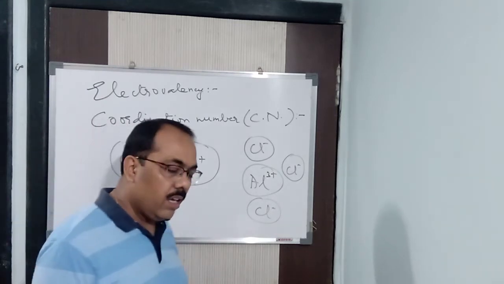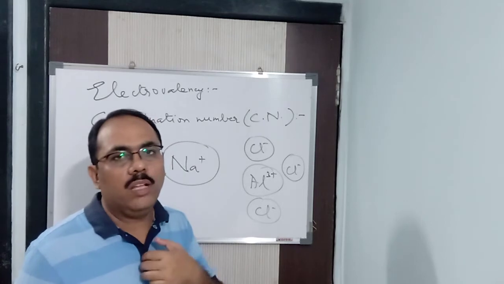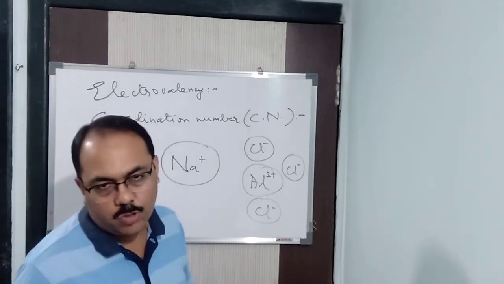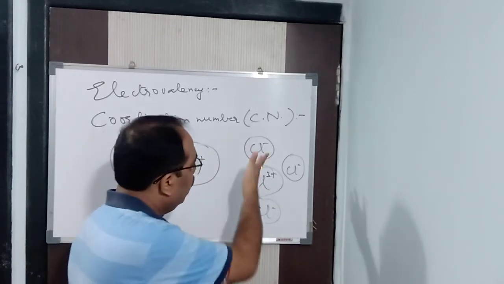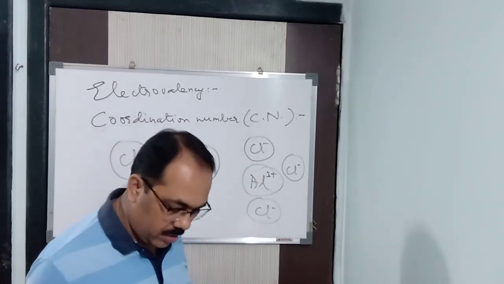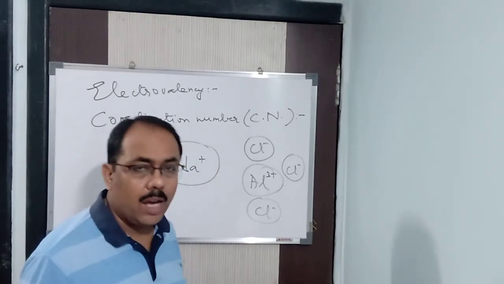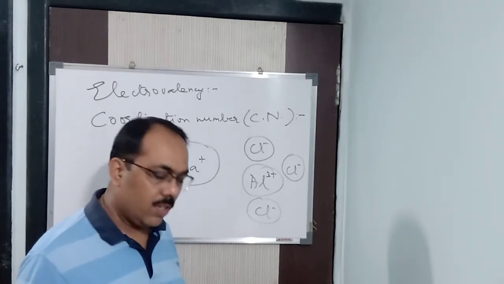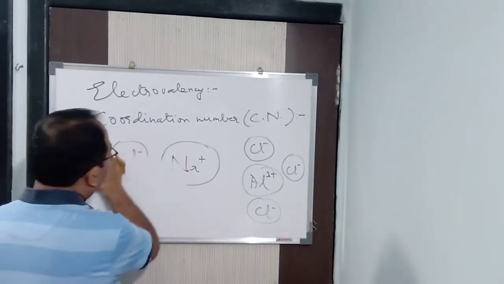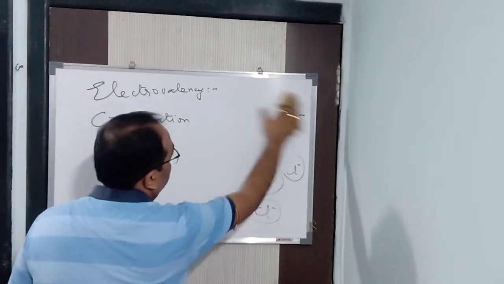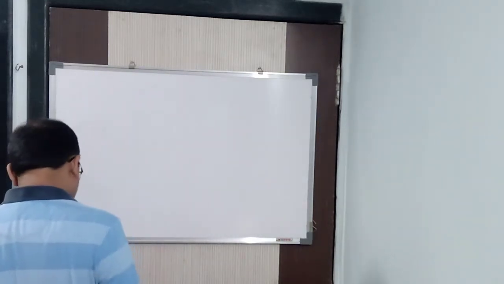Clear? So it depends on how many ions are surrounding a particular ion, oppositely charged. It has to be, because if same charges come near, they will repel. Only oppositely charged ions will come near so that they get attracted. When oppositely charged ions surround a particular ion, it is known as the coordination number of that ion. Clear? Fine. I think you understood what coordination number is.